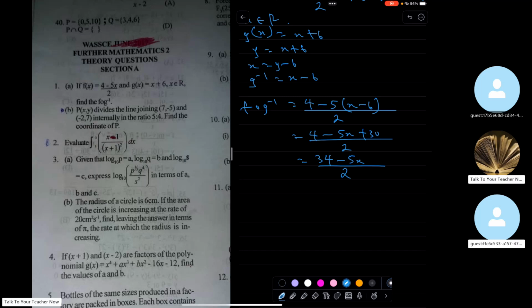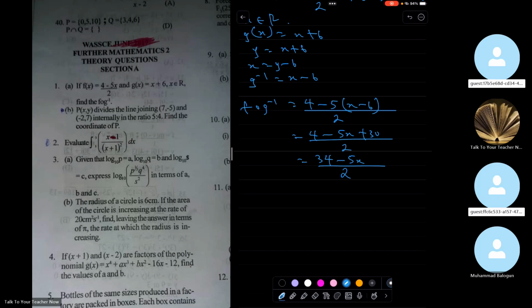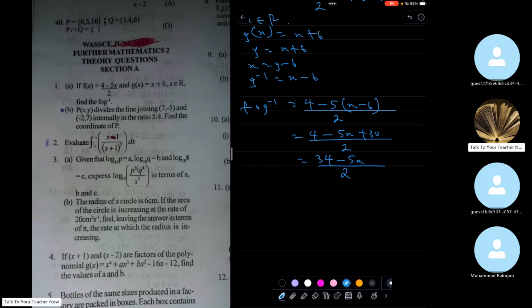That wasn't correct, sir. We're not looking for it. We want to find x now. You should find f of G inverse, and that's what it means. All of these things are things that you should have at your fingertips. You can't just keep getting it today and forgetting it tomorrow.